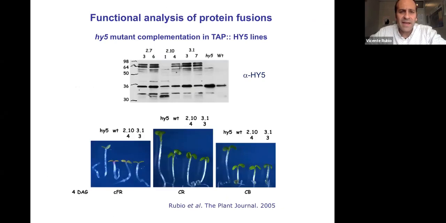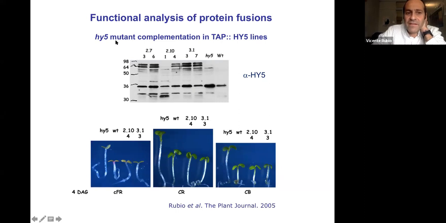There was also an issue that we were really worried about at that time, whether the fusions were functional. The epitope was quite large, and when we fused it to our proteins, in most cases we could see partial complementation of the mutant phenotype. So this was the functional analysis that we were carrying out, to test whether the resulting fusion protein was able to complement or not a specific mutation.